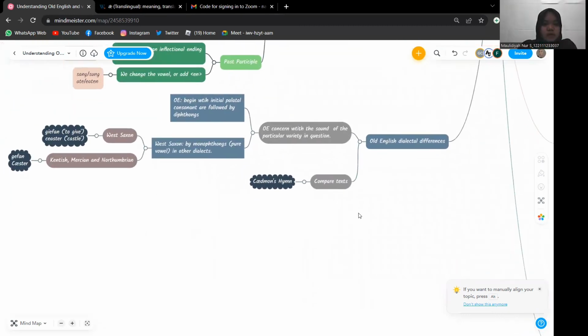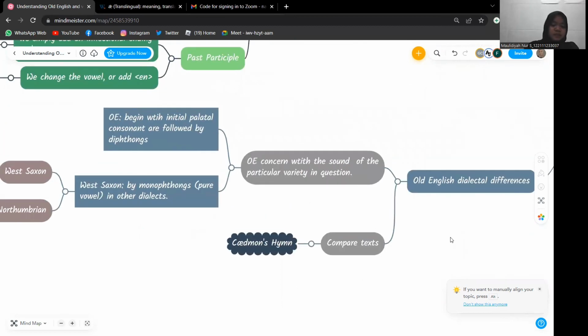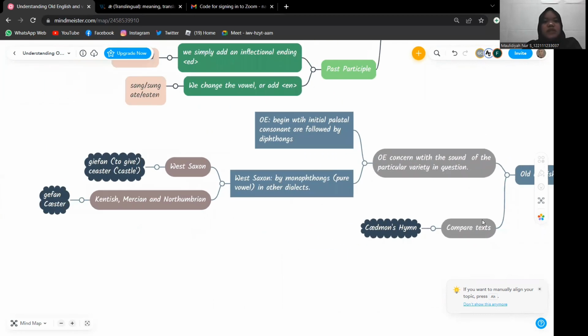Okay, thank you, Firda. For the next topic, Old English dialectal differences. A quote from Margaret and Mercer, 1972: most of the dialect differences that can be noticed in Old English concern the sound of the particular variety in question. So in Old English, words which begin with an initial palatal consonant are followed by diphthongs in West Saxon, but by monophthongs in other dialects.